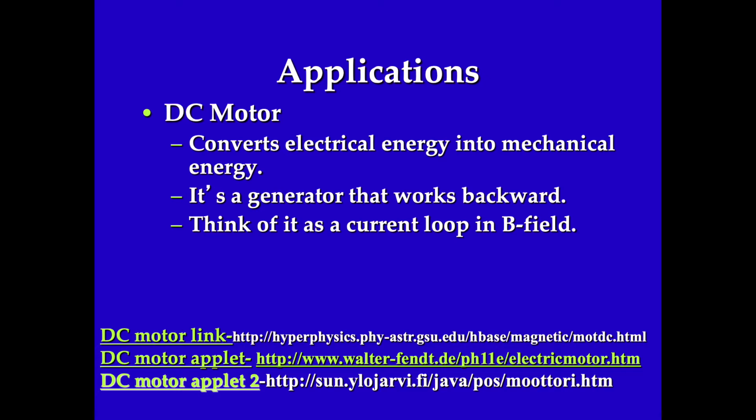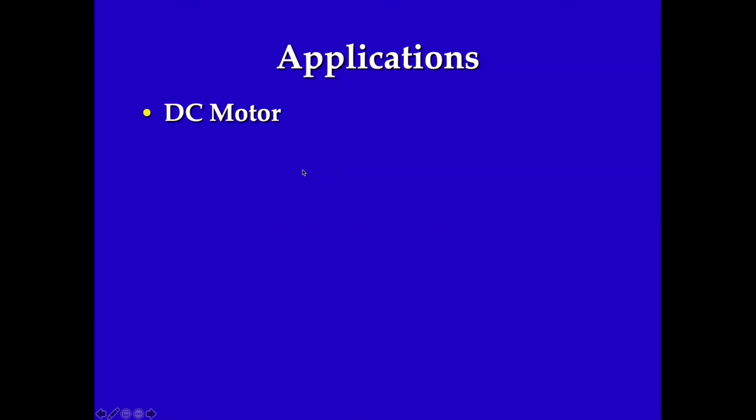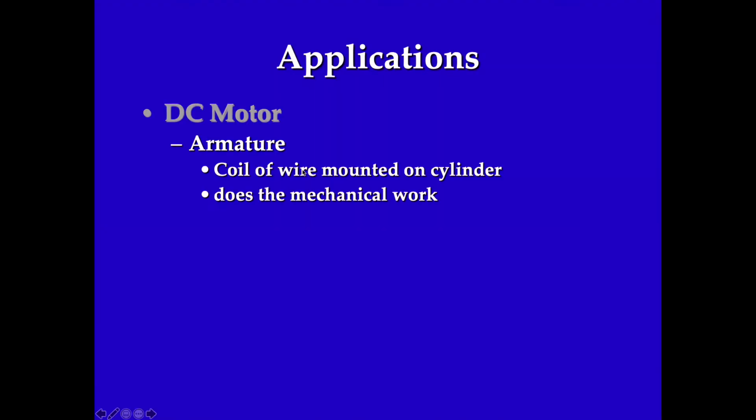Really, if you're trying to understand how a DC motor works, you just think of it as a loop of wire in a magnetic field. There's really a couple important parts to the DC motor. There's the armature, which is a coil of wire that's mounted on a cylinder. The armature is the part of the motor that does the mechanical work. It transfers energy from the motor to the surroundings, mechanical energy. So the armature is one key part of the motor.